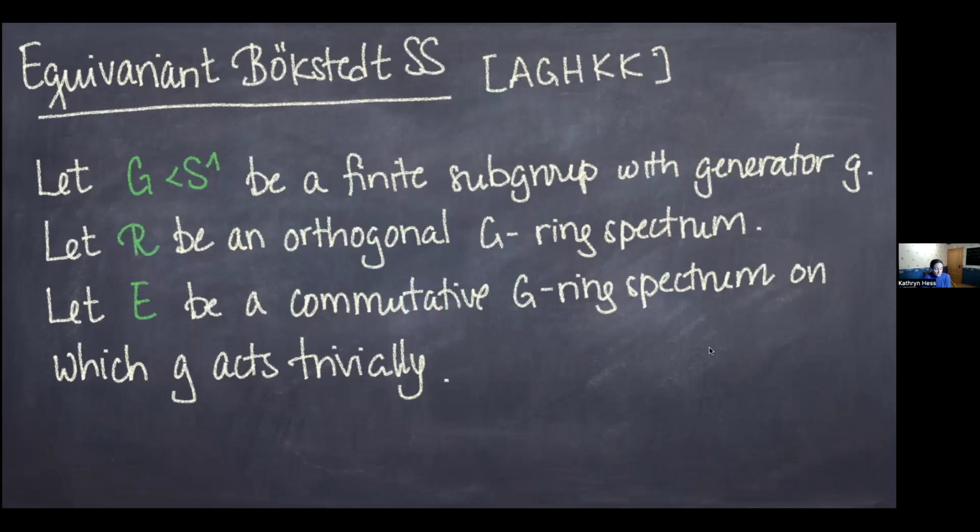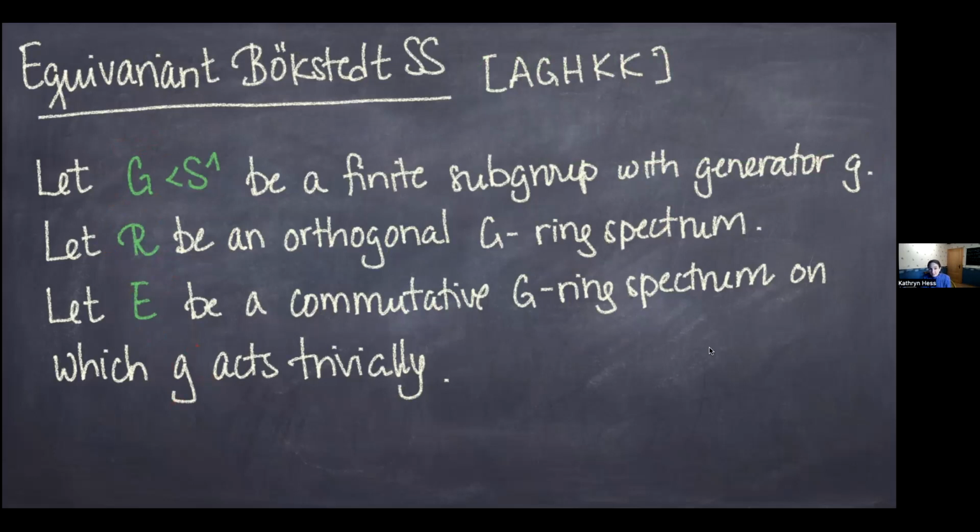which gives us a way of computing the homotopy groups of THH. So let's suppose that we have G, which is a finite subgroup of the circle. I'm just going to take an abstract cyclic group, but I'll actually think of it as living inside the circle. This is a finite subgroup with some generator g. And we'll take R to be an orthogonal G ring spectrum. And E is going to give us the cohomology theory with respect to which we want to work. It's going to be a commutative G ring spectrum on which this generator acts trivially.